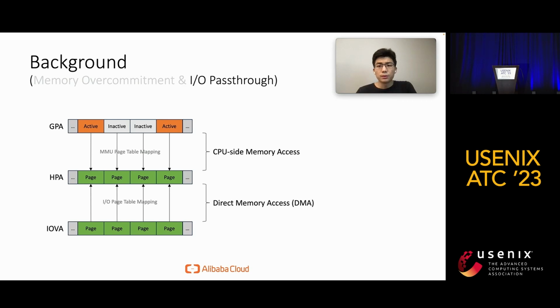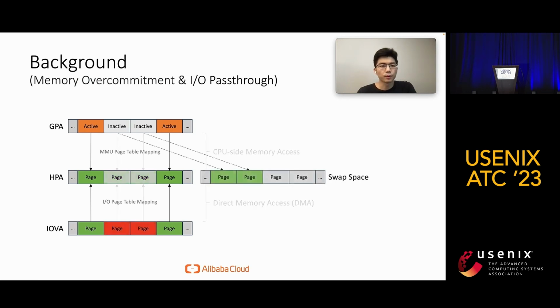This figure shows the DMA mechanism in I/O pass-through. In the same way that the CPU MMU needs a page table to translate GPA to HPA, devices' DMA requests rely on the I/O page table to translate IOVA to HPA. IOVA stands for I/O virtual address, whose space is usually the same as the GPA space.